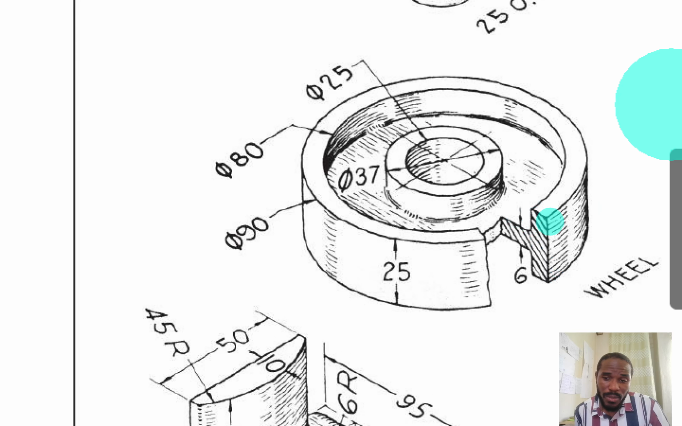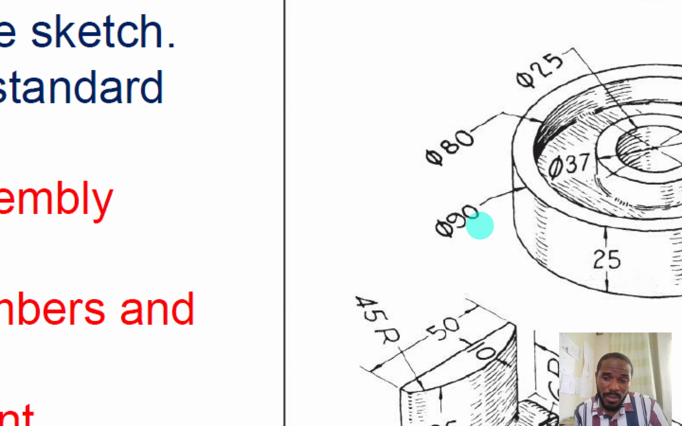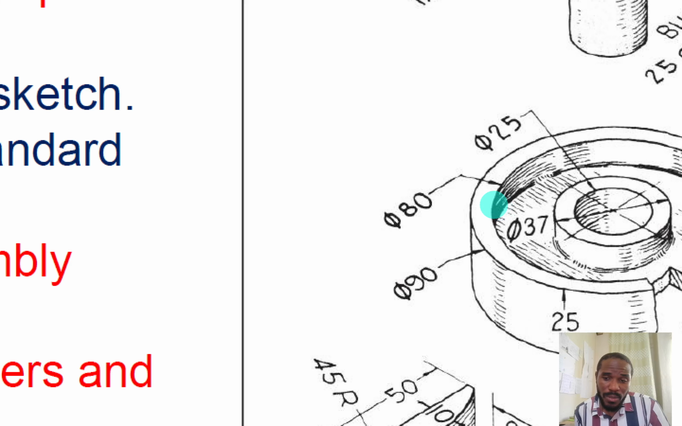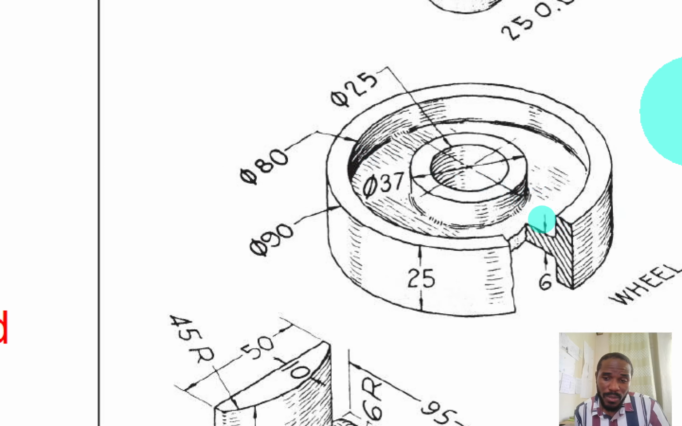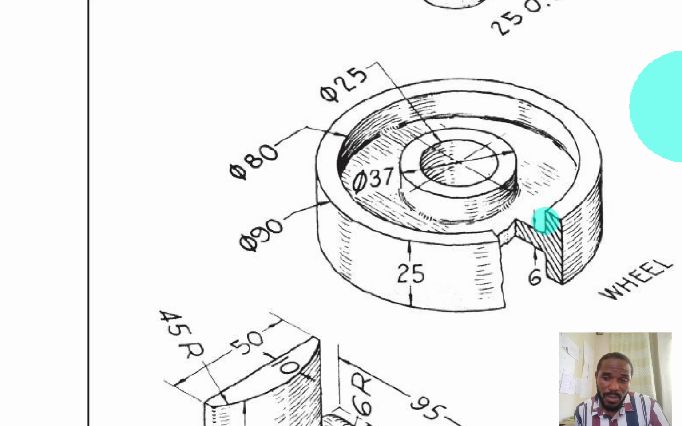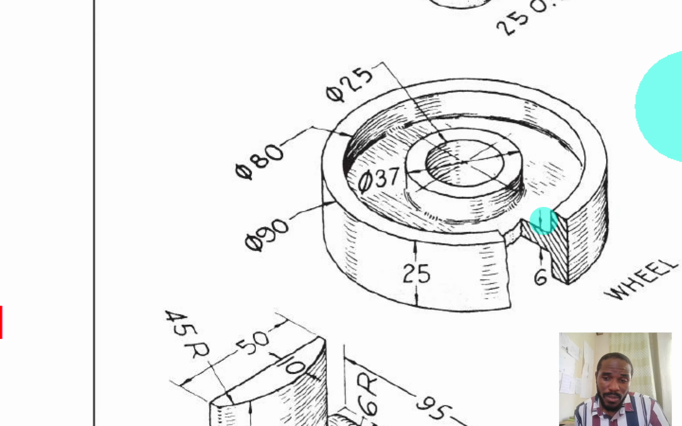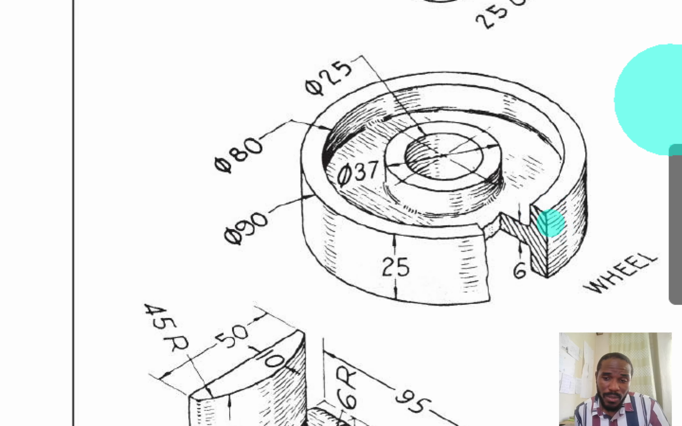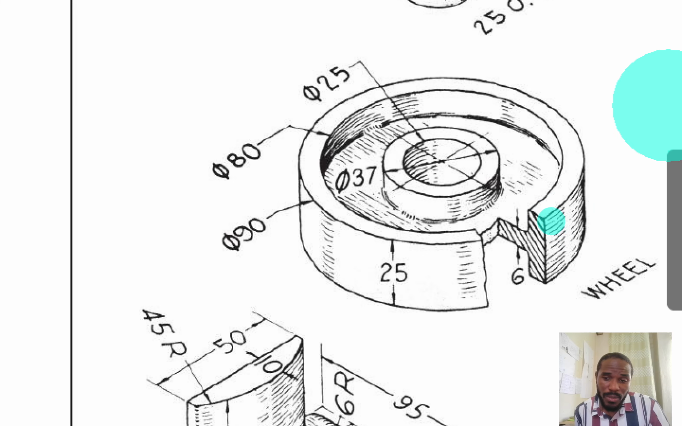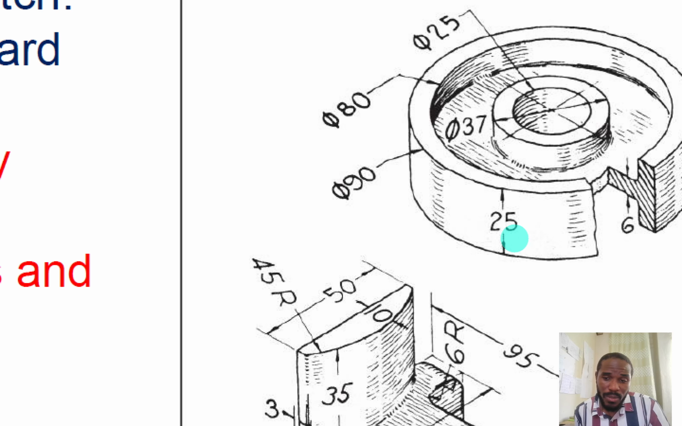Now the thickness of this outer one, if you look at the diameters, the outer circle is 90, the inner circle is 80, right? So if you subtract 80 from 90, you have 10. But because it's on both sides, we'll divide that by 2. So this thickness here is 5. Okay. The height has been given to us as 25.